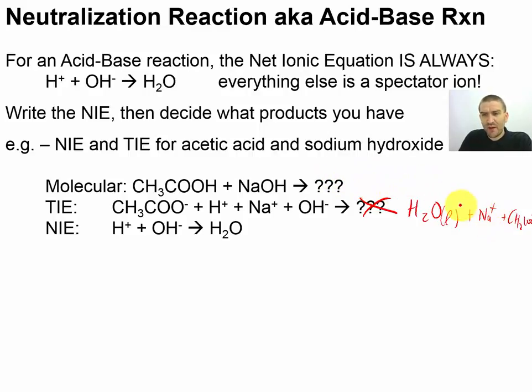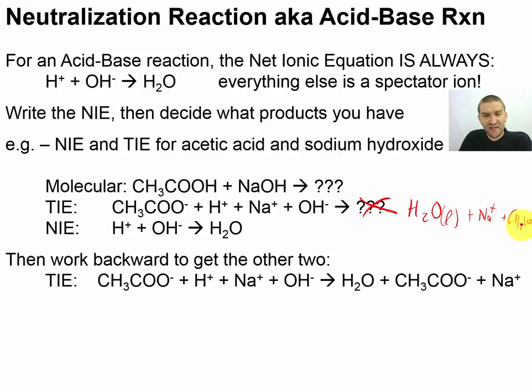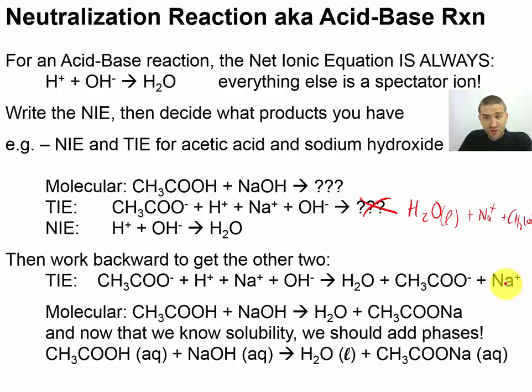And in my molecular equation, I go ahead and I associate these two and give it the aqueous state of matter. So we can work it backward to get the other two. You can see here's my total ionic equation once I've got it all written out. My acetate, my H+, my sodium ion, and my hydroxide ion. And I'm getting my water. I still have my acetate, and I still have my sodium ion. And my molecular version, we go ahead and we write it like this.